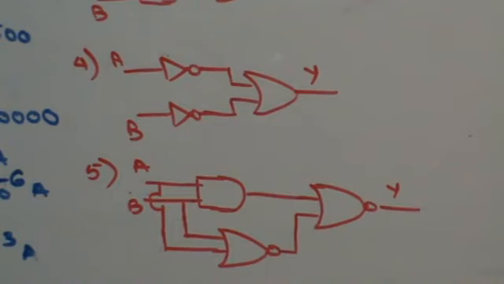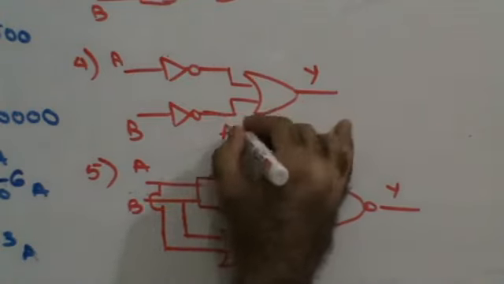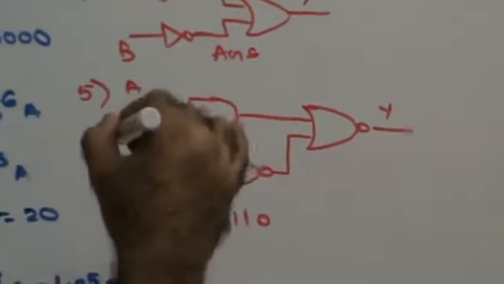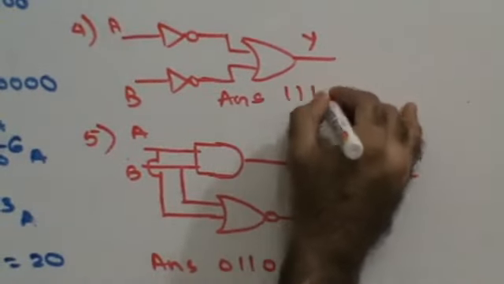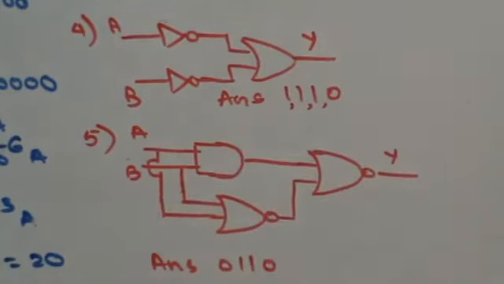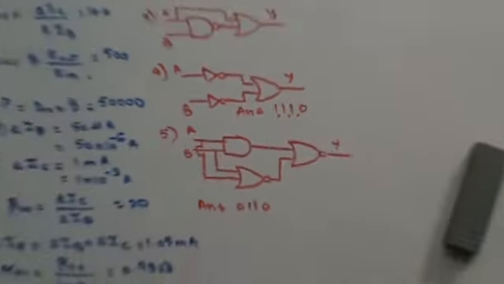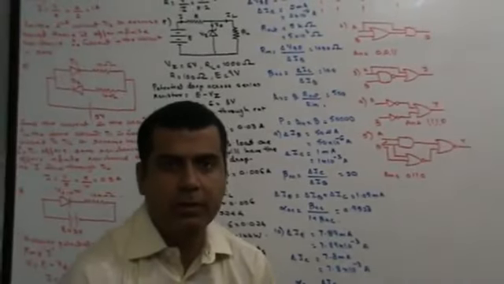Fine. The answer for this sum should be 0, 1, 1, 0. The answer for the previous sum should be 1, 1, 1, 0. Right. This finishes this chapter. We'll stop this here for the day. Thank you very much.